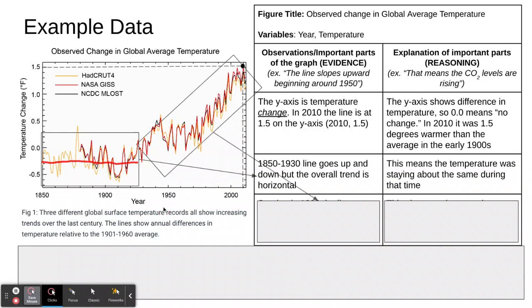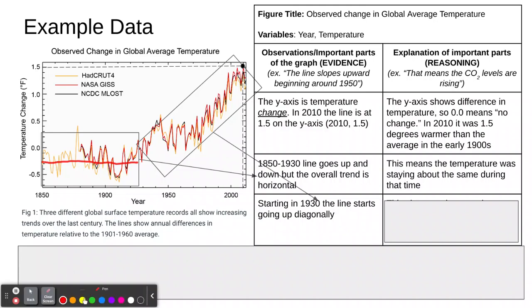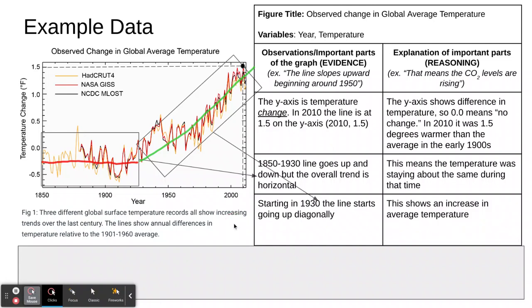Okay. So now I want to tackle this other section of the graph. Obviously, there's a change going on here. Okay, so I'm boxing what this part is about. And I see that starting in 1930, the line starts going up diagonally. Great, let me go ahead and I'll write that in. Okay, there's my diagonal line to simplify that. And I think this shows an increase in average temperature.